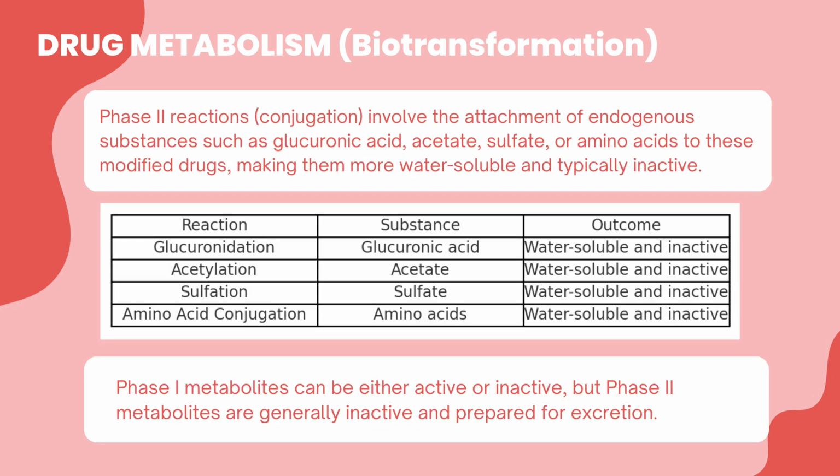And finally, phase 2 reactions, also known as conjugation reactions, involve attaching endogenous substances to the drug or its phase 1 metabolites. These endogenous substances include glucuronic acid, acetate, sulfate, and amino acids. The purpose of these reactions is to make the drug more water-soluble and typically inactive, ensuring that it can be easily excreted from the body.